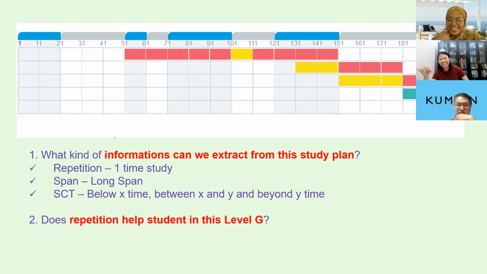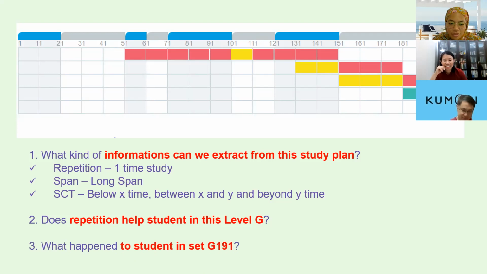Yes. Yeah, based on this study plan, it helps. Correct, I agree with you on the second one. Repetition, we can see based on the SCT itself here, it's helpful because the red color becomes yellow, and from red color becomes green color.